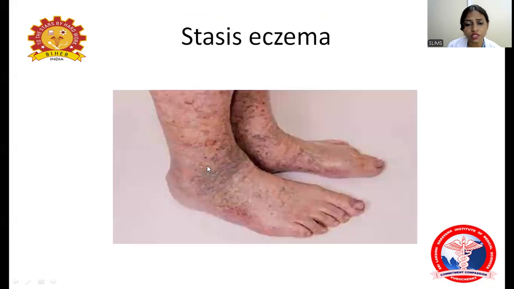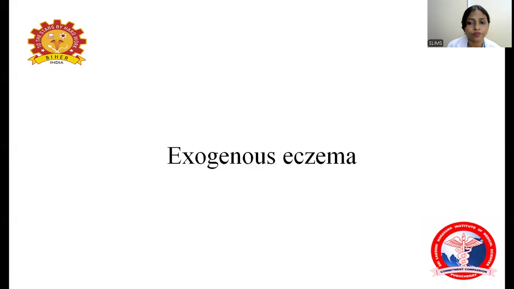This image shows stasis eczema around the medial malleolus, where you can see multiple papules, scaling, crusting over the medial malleolus. This is a case of gravitational eczema. So that's what we've seen about the endogenous eczemas.